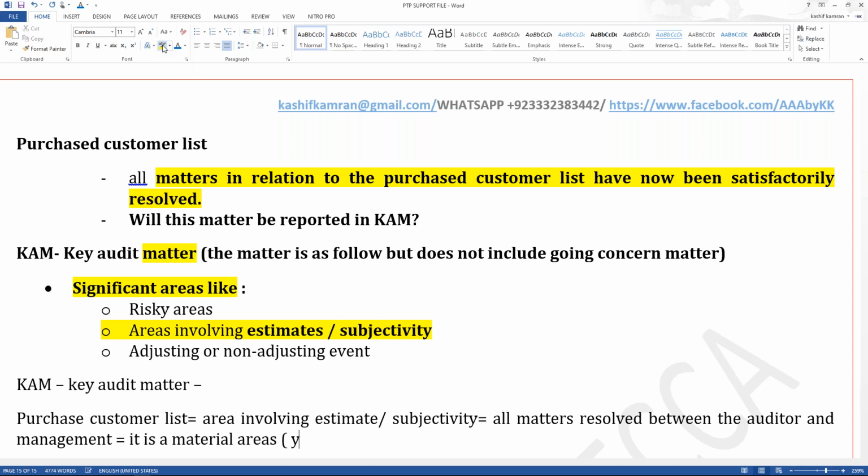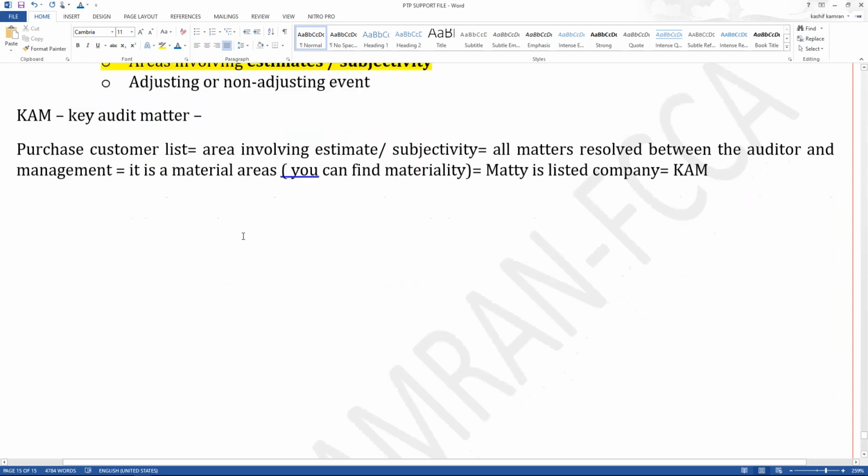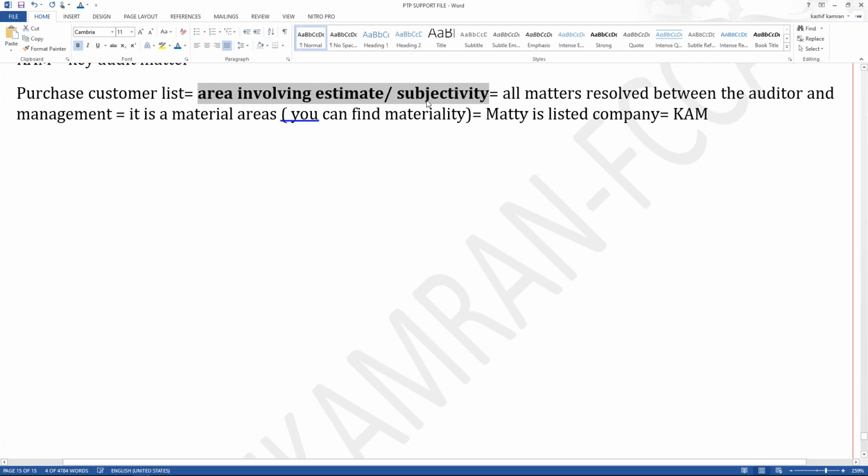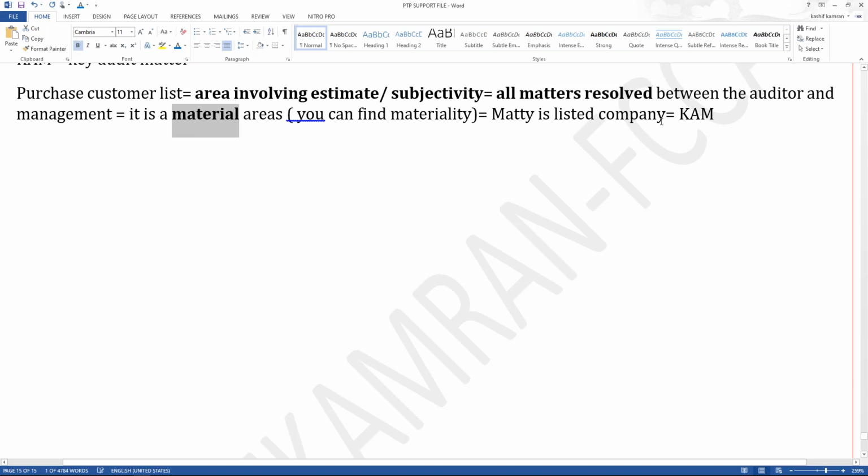You can find the materiality back at home. It's a material area, is equal to it is a listed company, METI is a listed company, is equal to CAM. See this. So you need to be critical of knowing which matter gets to CAM. The examiner was very clearly giving you a hint. The examiner was saying that the purchase customer list is an area involving estimate and subjectivity. The examiner was giving you a hint that all matters are resolved. There is no disagreement. It is a material area and METI is a listed company.